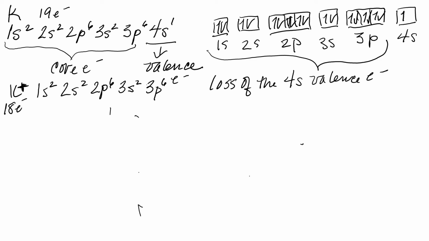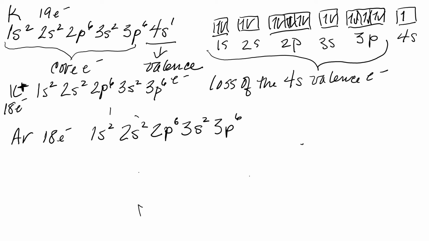Now let's take a look at the electron configuration of argon, a noble gas. It has 18 electrons. So its electron configuration is the same as the potassium ion's, or it would be more correct to say that the potassium ion's electron configuration is the same as that of argon.